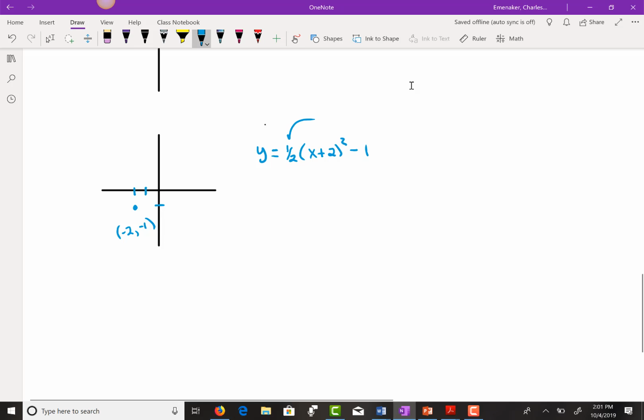We look up front, it's positive, so the U or the parabola is going to open up. But do you see it's a 1/2? That's going to make the y value smaller, isn't it? They're not going to get big as fast. So what that does is it kind of flares out, flattens out the parabola like that. Does that make sense?